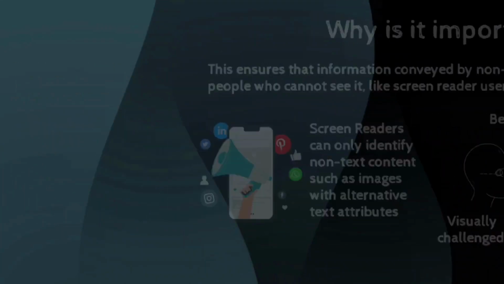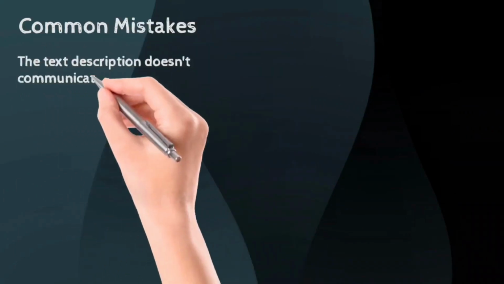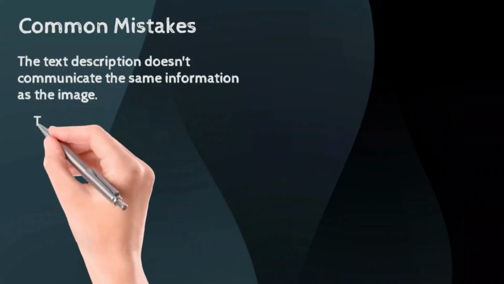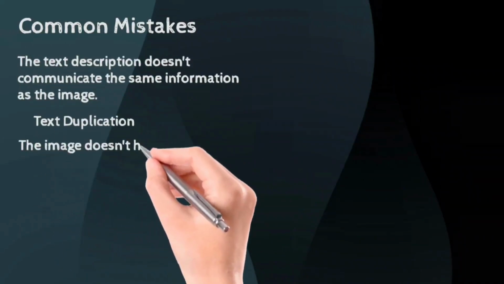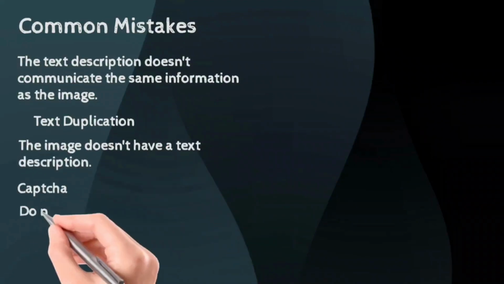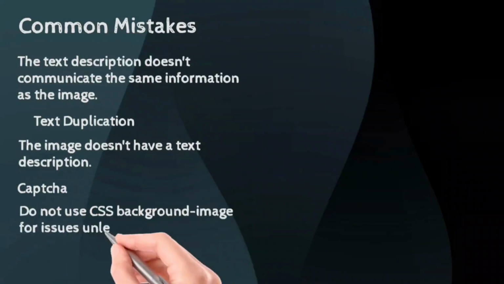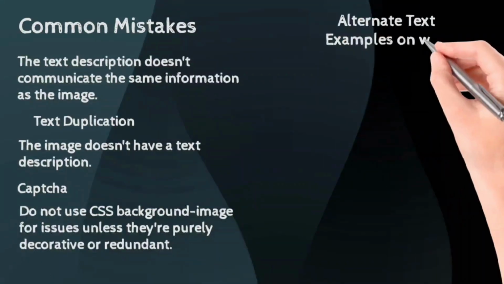Now let's discuss some common mistakes: when the text description doesn't communicate the same information as the image, when the image has a text description that is an exact duplication of content elsewhere on the page, when the image doesn't have a text description at all, when the image contains a CAPTCHA and doesn't have alternative text such as CAPTCHA, and use of CSS background images for images.